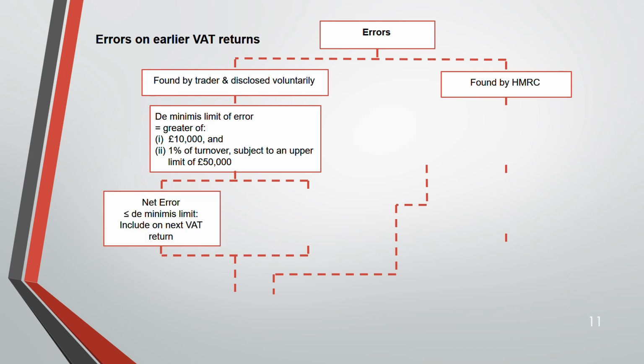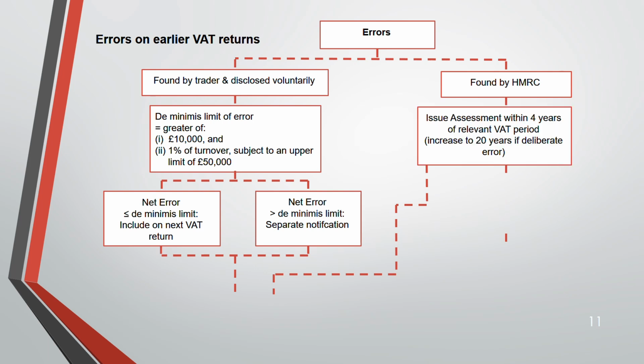Next, if your net error is less than the de minimis limit, you have to include it on your next VAT return. If your net error is greater than the de minimis limit, there's a separate notification. That means the error is more than the limit. Now, if it's found by HMRC, they issue an assessment within 4 years of the relevant VAT period. This can increase to 20 years also if deliberate error. Deliberately you have done the error.